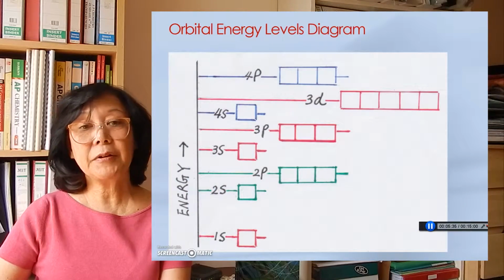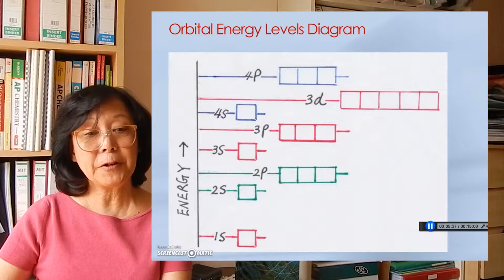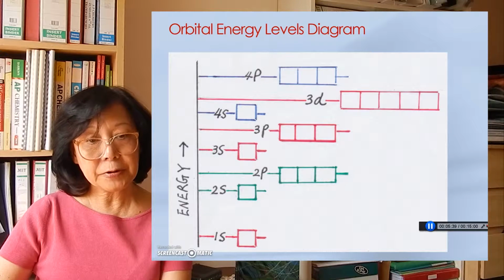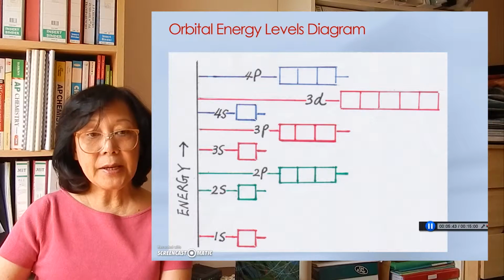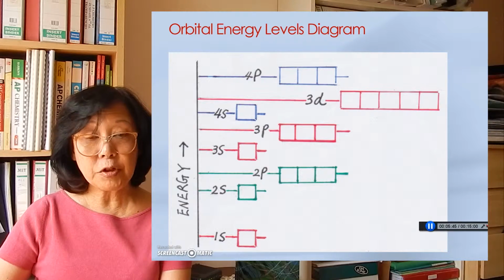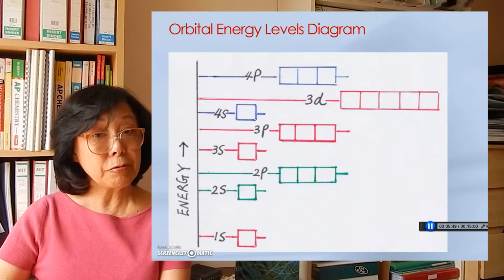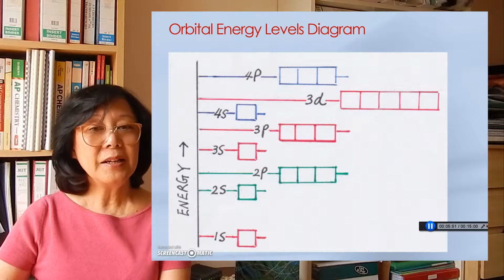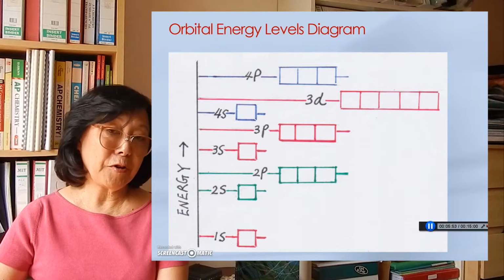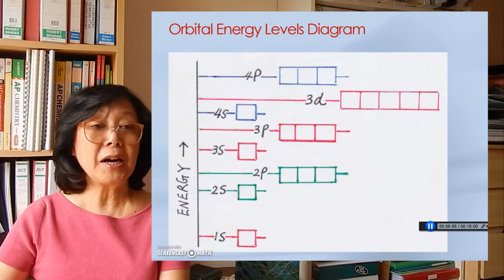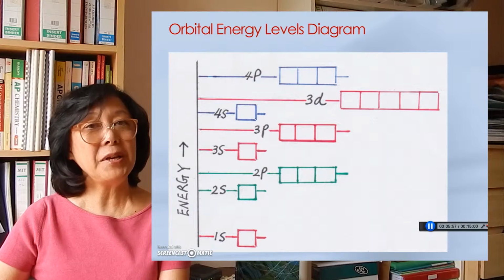So here's another diagram showing the orbital energy levels, and they're in different colors. Notice that the 1s is the lowest in energy level. Then you go into the 2s and the 2p, which I have colored green. And then you go into the 3s, 3p, and 3d. And then your 4s and 4p. But notice that the 3d comes between the 4s and the 4p.